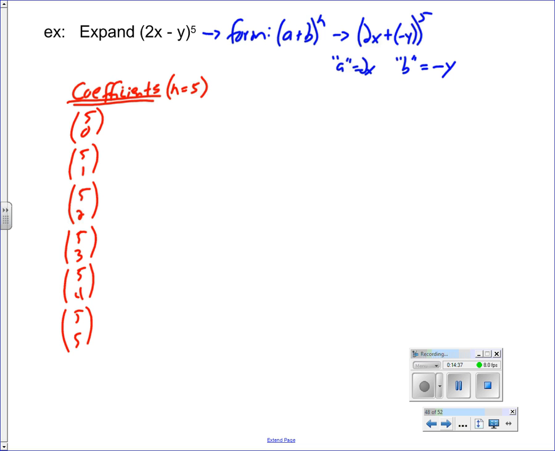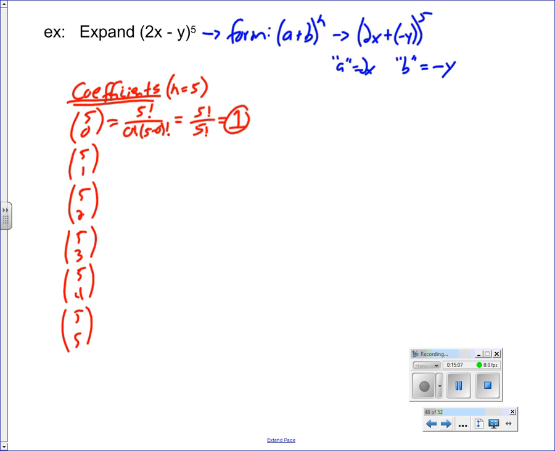And here we're just going to be using that same formula we used before, so n factorial over r factorial, n minus r factorial. So that's 5 factorial over 0 factorial, and 5 minus 0 factorial. But just like before, the 0 factorial will cancel out, just be 5 factorial over 5 factorial, which will be 1.